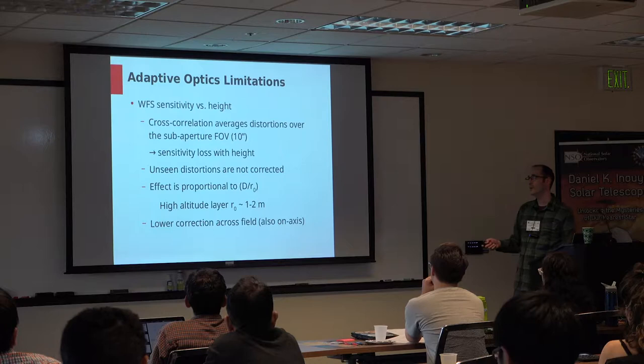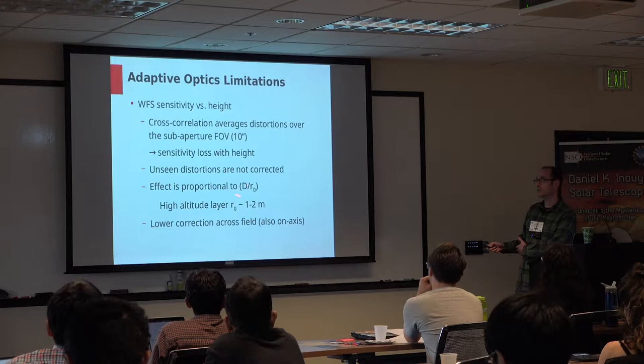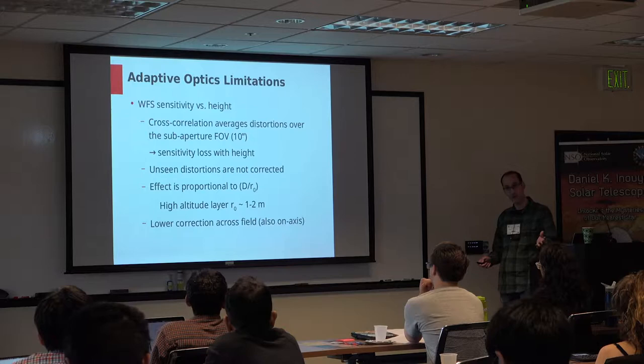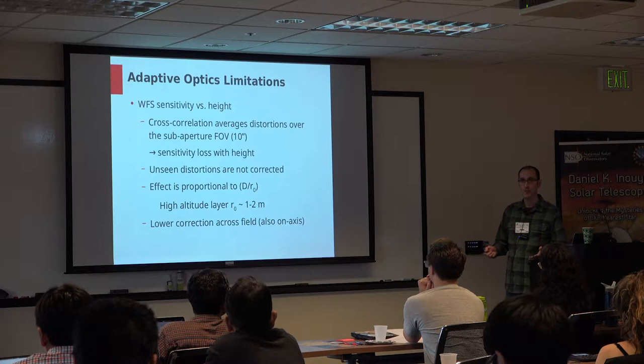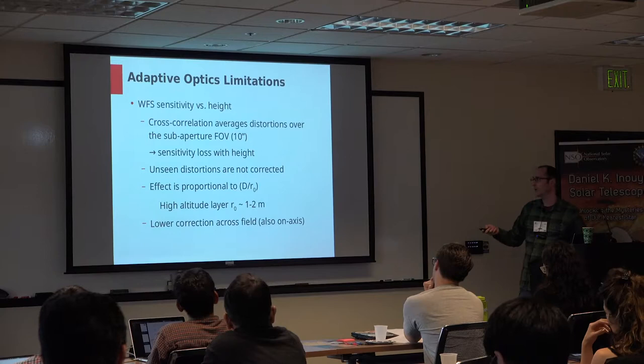Now, any distortions that we are not able to see, we will not be able to correct. And they'll go through your system uncorrected and end up in your science image. The importance of these distortions is, again, proportional to D over r0. So if the r0 of the layer that you don't see and don't correct is comparable to the size of your telescope, or bigger, then everything is good. And that was the case with previous generation telescopes, because the r0 values at high altitude are usually a bit larger, but they run around the meter range.